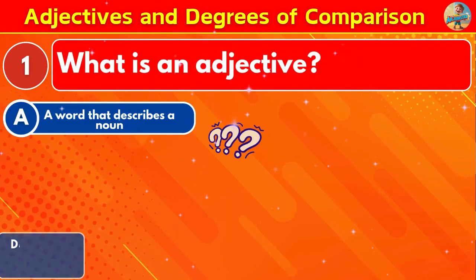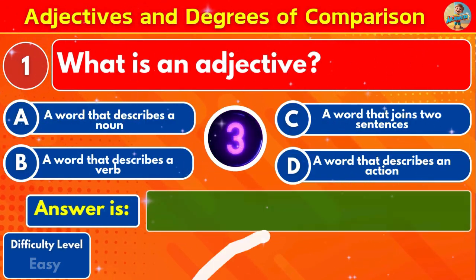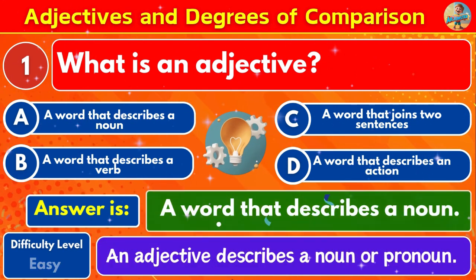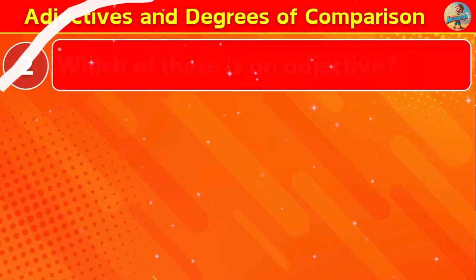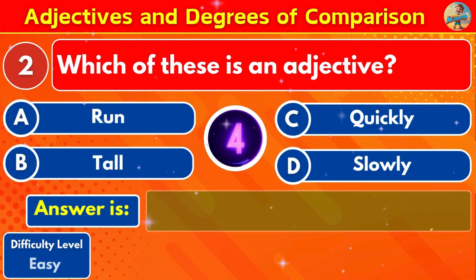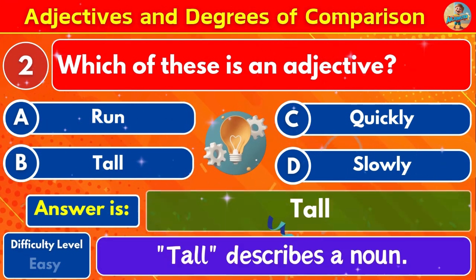Question 1 is, what is an adjective? Answer 1 is a word that describes a noun. Question 2 is, which of these is an adjective? Answer 2 is tall.